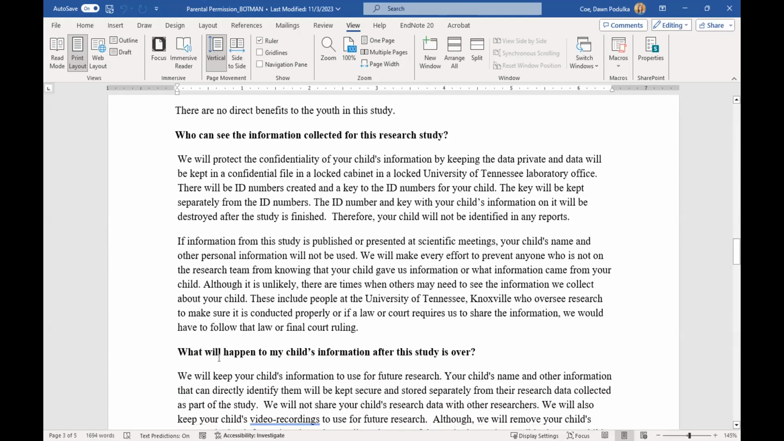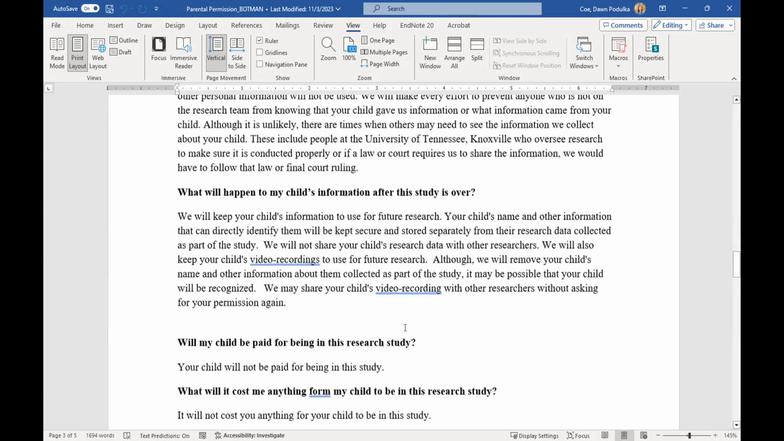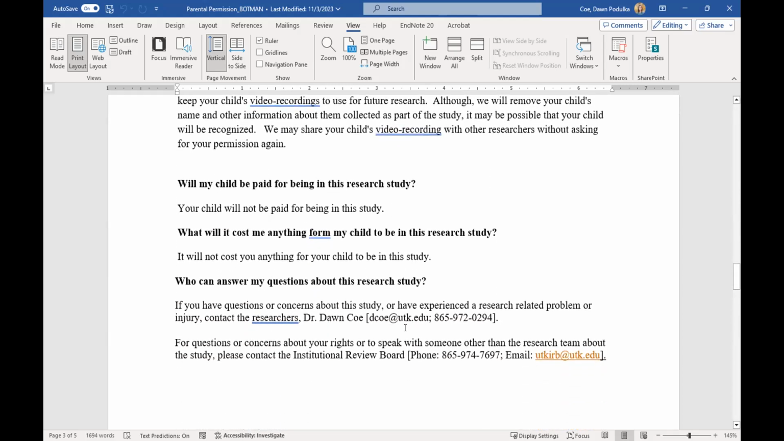We have to talk about how we're going to keep everything confidential, and what's going to happen to the kids' information after the study is over. We typically keep their information in case we need to reanalyze the data, and we let them know that if we reuse their data, we don't have to ask permission again. That just makes things easier on the parents as well as on us. We do not typically pay our kids to be in the study.